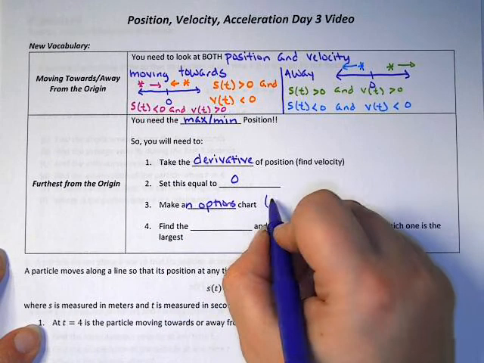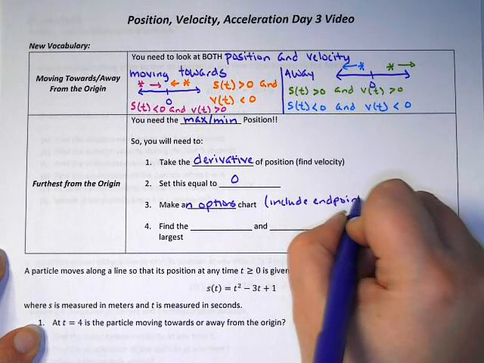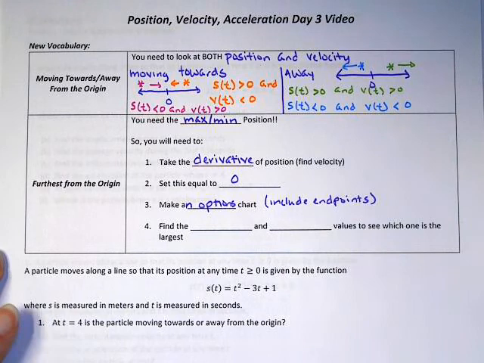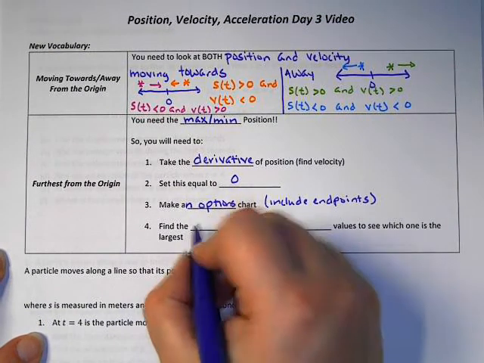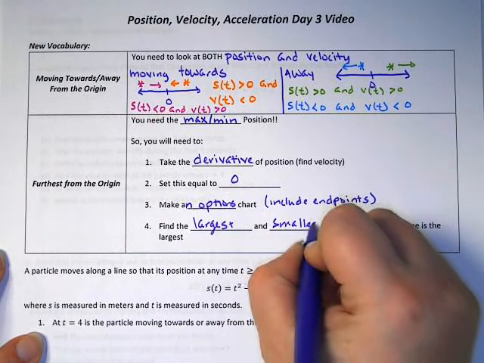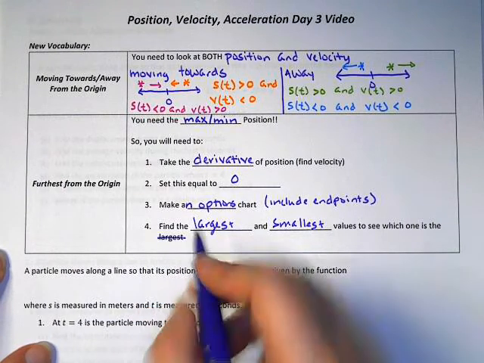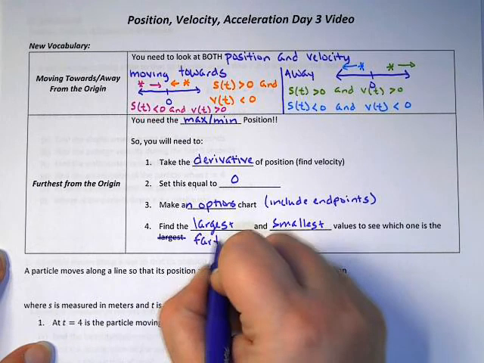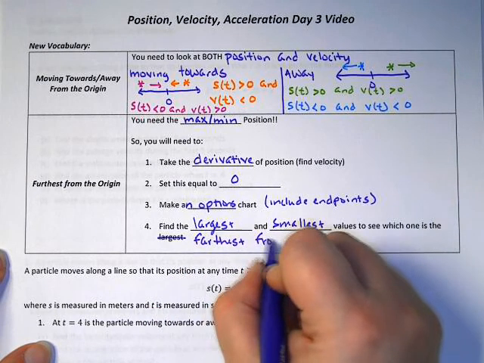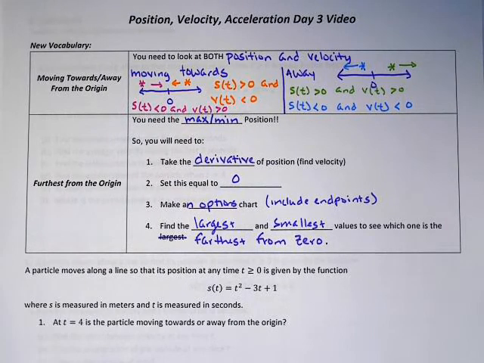Make sure you note that we need to include the endpoints because we're going to be given a closed interval, so we want to make sure we include the endpoints in our options chart. Then we're going to find the largest and the smallest values to see which one is, we're not going to say largest, we're actually going to say the farthest from 0. So it could be that our maximum is the farthest away, or it could be that our minimum is the farthest away. Just because our minimum is negative doesn't mean that it's not the farthest distance. Okay?